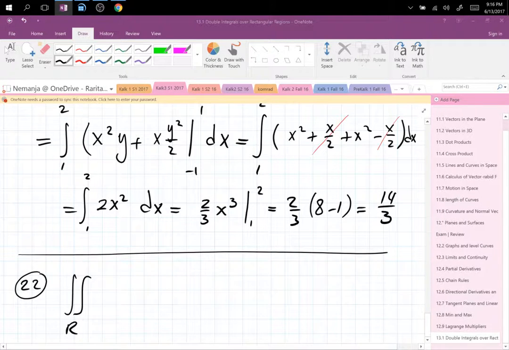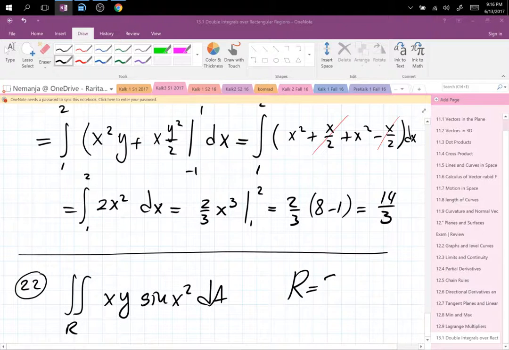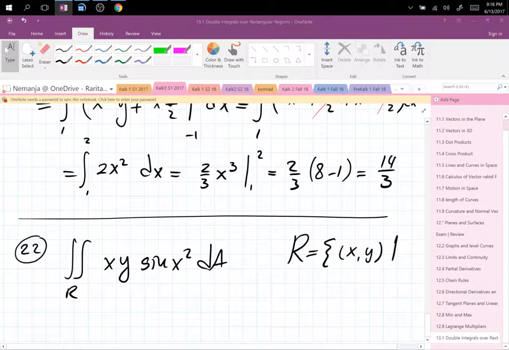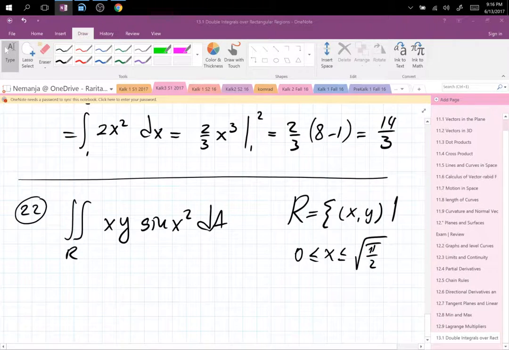Integral over rectangular region, xy sine x squared dA, and the region is given as all xy such that x is between 0 and square root of pi over 2, and y is between 0 and 1.